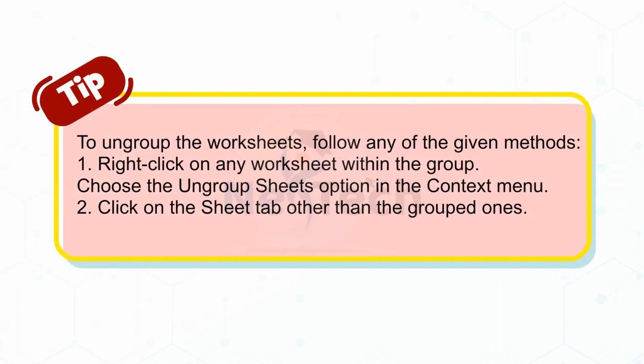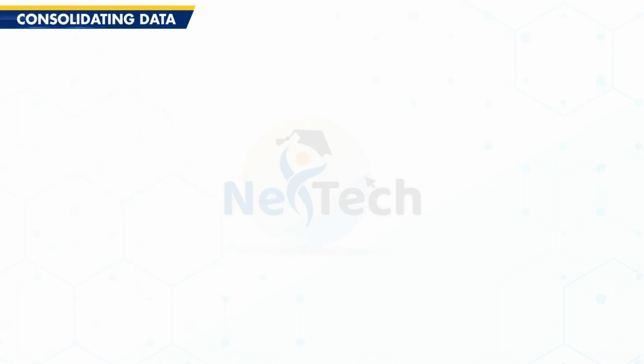Tip: to ungroup the worksheets, follow any of the given methods. 1. Right-click on any worksheet within the group. Choose the Ungroup Sheets option in the context menu. 2. Click on a sheet tab other than the grouped ones.